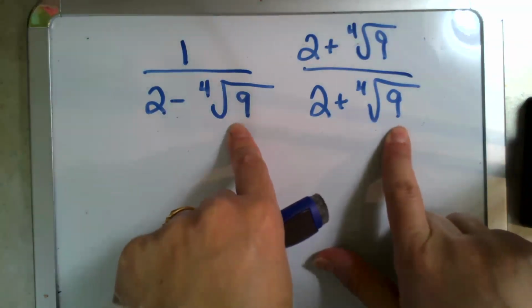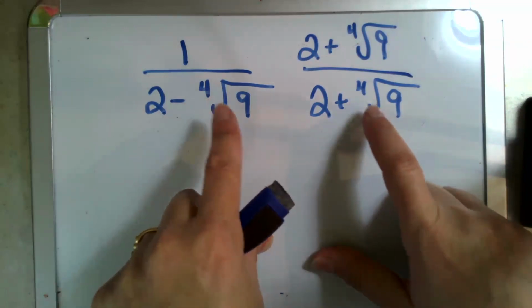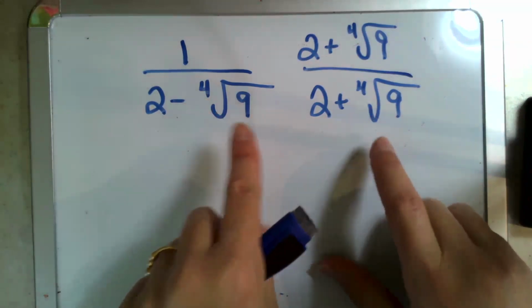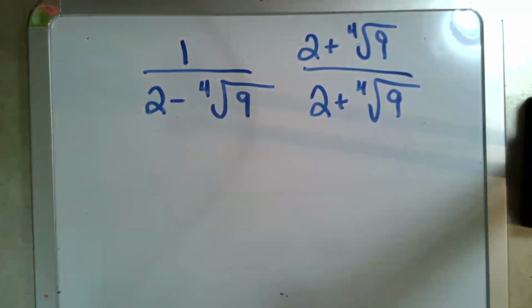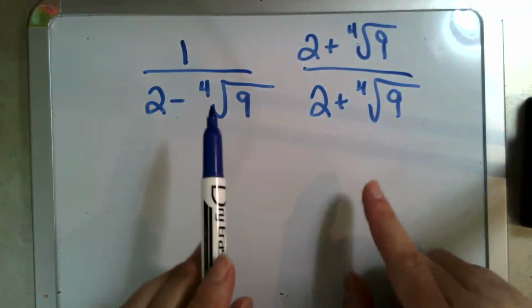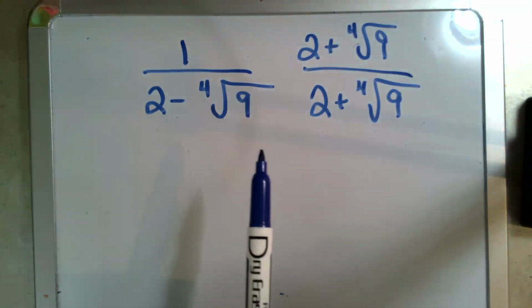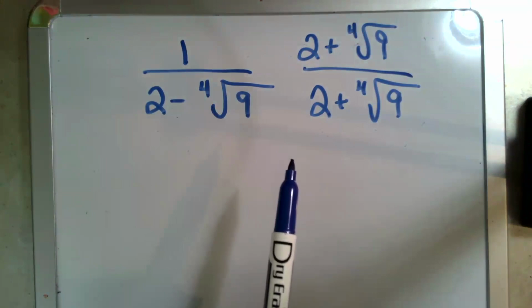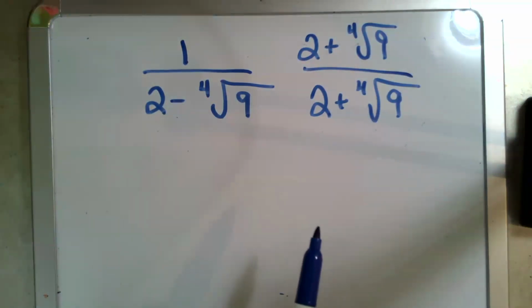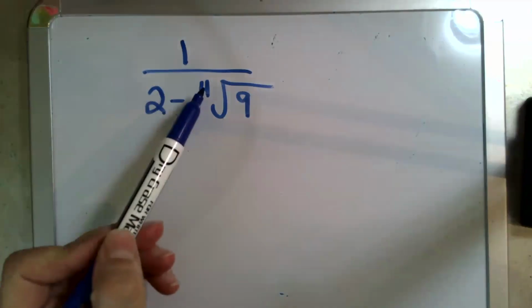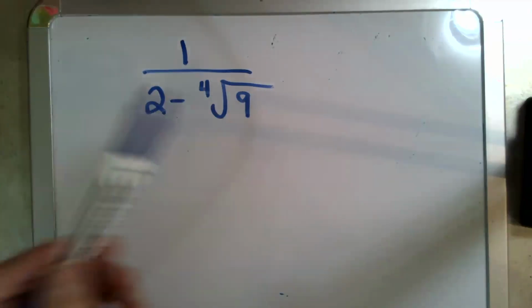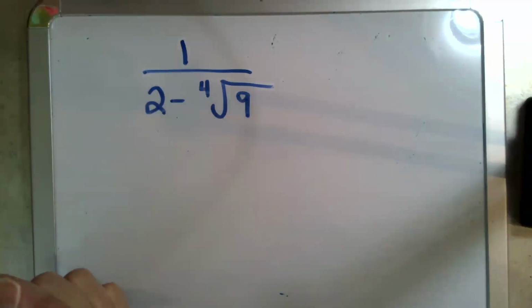Now here's the rub here. If these were squares, then that final term would remove that root. But these are fourths, so that isn't going to actually remove that root. So instead, how we might want to start this problem is to notice the fourth root of 9 could be further reduced. 9 is 3 squared.